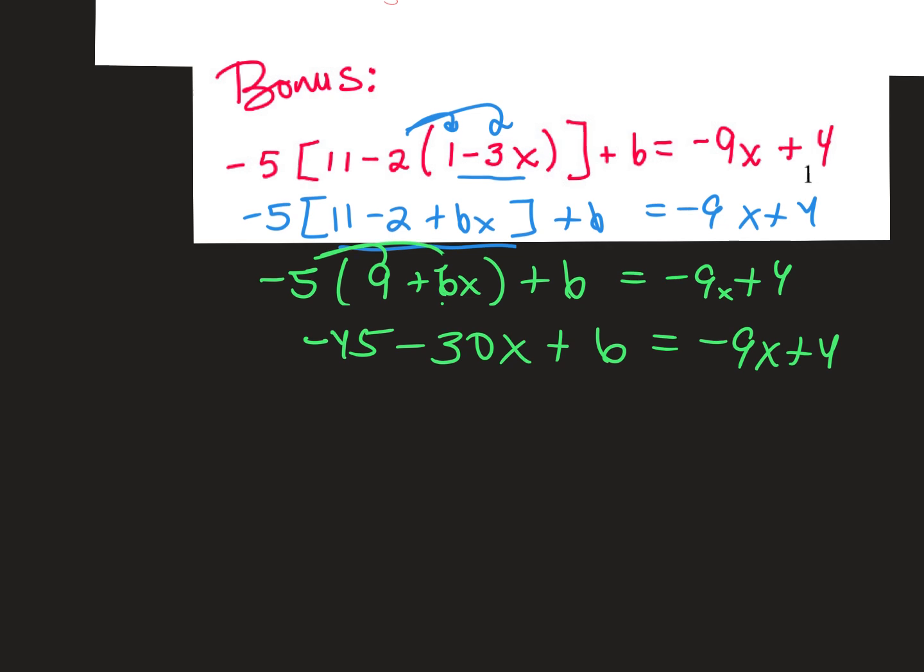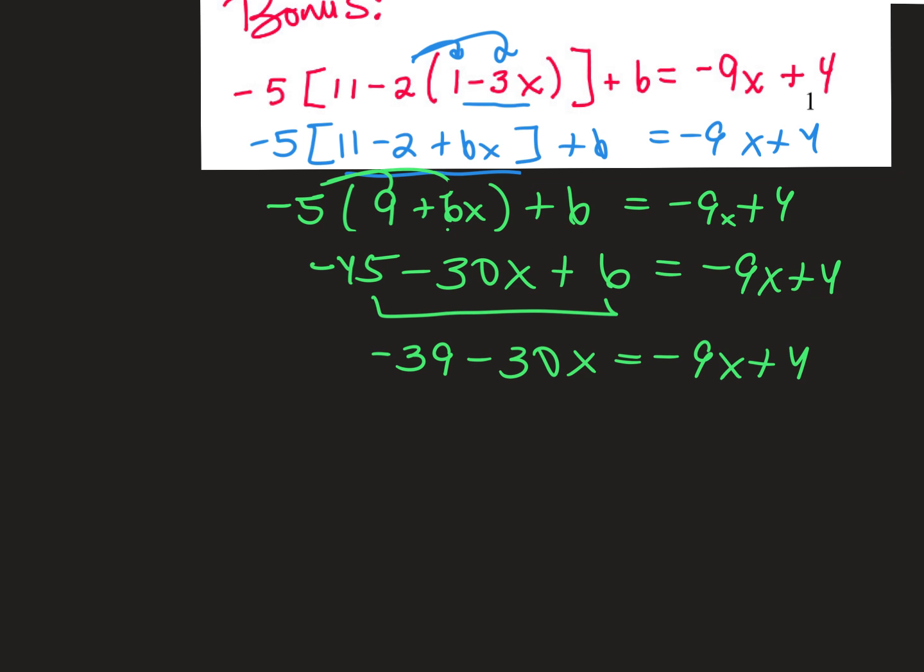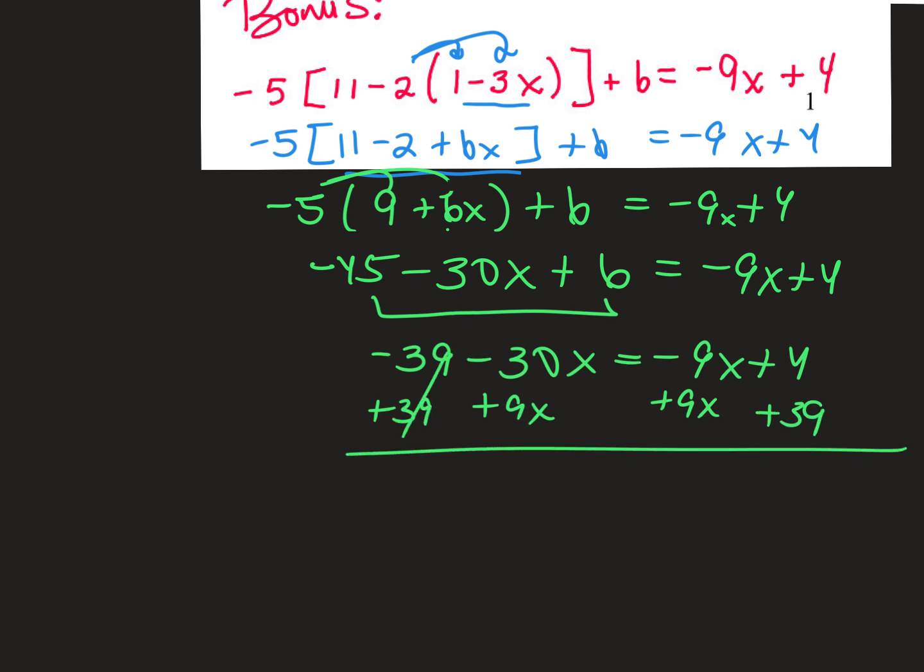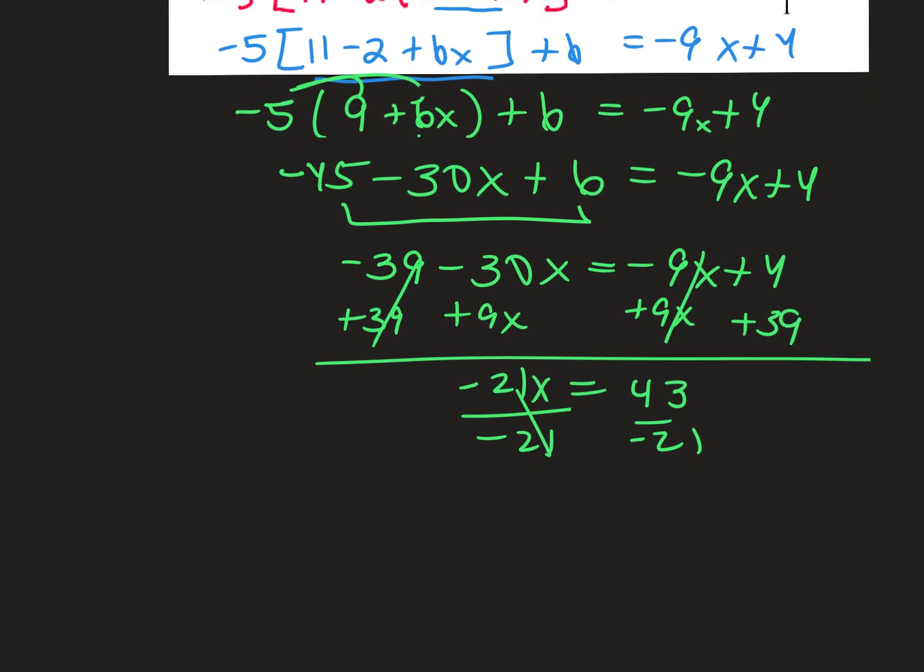So now we can combine like terms here. -45 and a 6 is going to give me -39 minus 30x equals -9x plus 4. So I'm going to go ahead and add 9x here. Add 9x. I'm going to add 39 and add 39. So we're going to have negative 30 minus 9 is negative 21x equals 39 plus 4 is going to give me 43. And then I divide both sides by negative 21. And I get x equals negative 43 over 21.